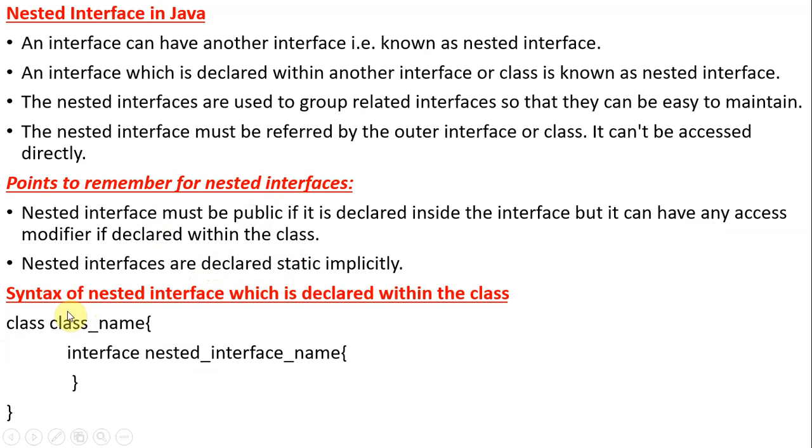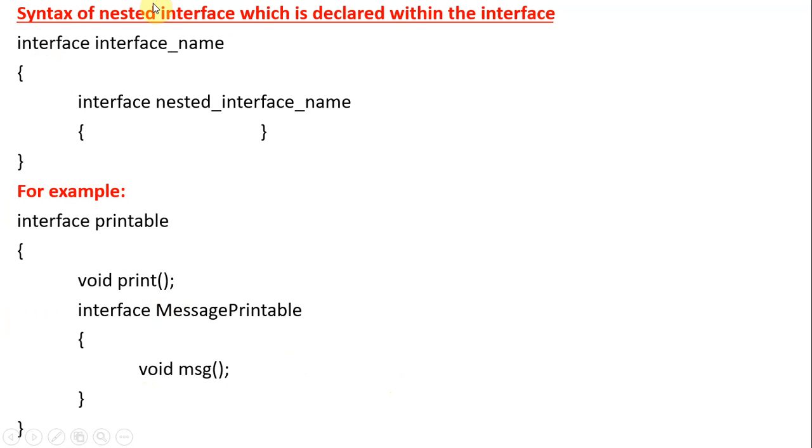So when it comes to the syntax of a nested interface which is declared within a class, like this. Okay, so class name, and in the class we have the interface keyword and interface name. Like that we can declare an interface within a class. And if it is declared within another interface, this is the syntax: interface name, interface name. Okay, so that is a nested interface. See the example here.